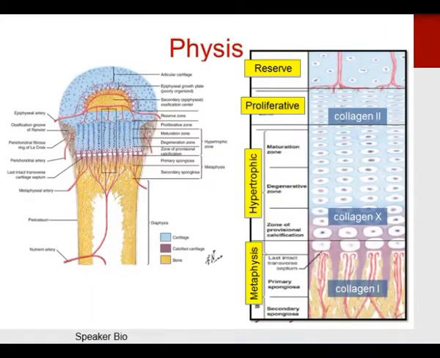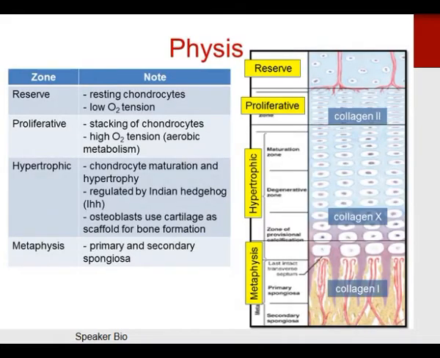The physis, I think it's important for us to understand the different layers of the physis and how they work and what's in each one. So the reserve zone is going to be the resting cartilage. We have resting chondrocytes that are preparing to proliferate in order to form the growing skeleton. The proliferative zone is when the chondrocytes start to stack. Here you have higher oxygen tension. The hypertrophic zone is where chondrocytes start to mature and really hypertrophy. This is where you start seeing the large chondrocytes, and they start to calcify, and eventually become the metaphysis, where you have the primary and the secondary spongiosa.